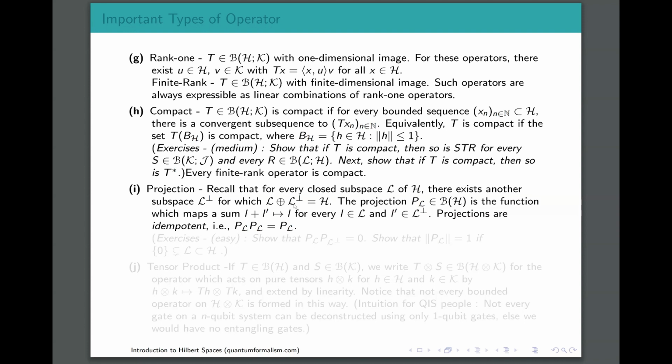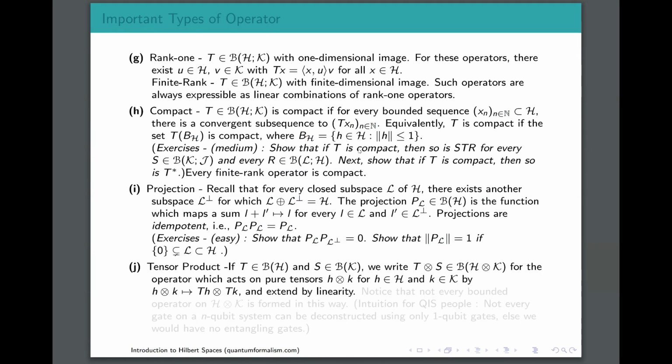One property of our projections is that they're idempotent. So P_L times P_L is equal to P_L. And as an easy exercise, I've said show that P_L times P_L complement is equal to 0 always, whenever L is a closed subspace of H. Show also that these projections always have norm 1, whenever L is not 0. If L was 0, then this would have norm 0, but then it would just be the 0 map anyway.